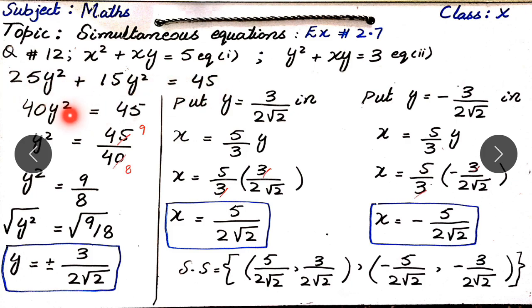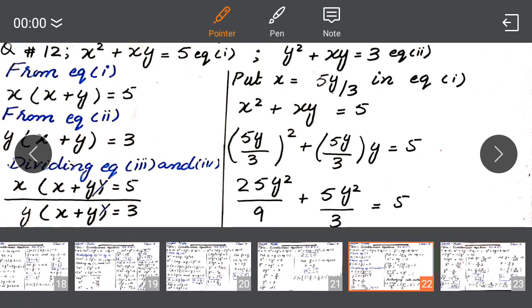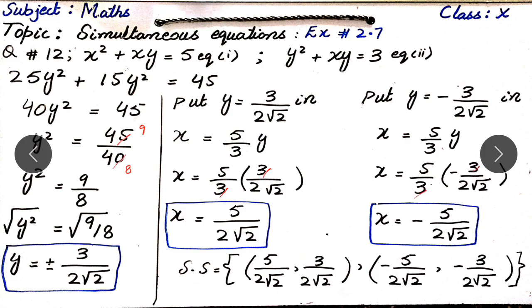When you add these both, it will result in 40, and 45 can be brought down as it is. By cancellation you can get the value of y, 3 divided by 2 square root 2. Now we have to put these values in the equation in order to find the value of x. So both the values of y should be put in this equation. Okay, so you will have the values of x here.